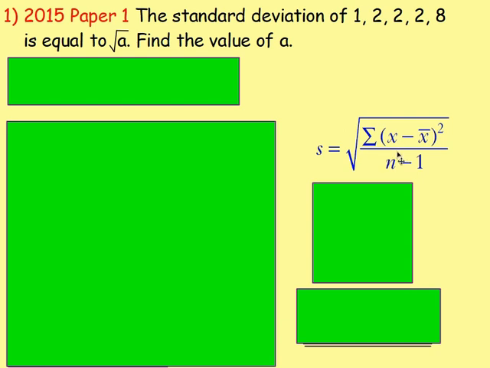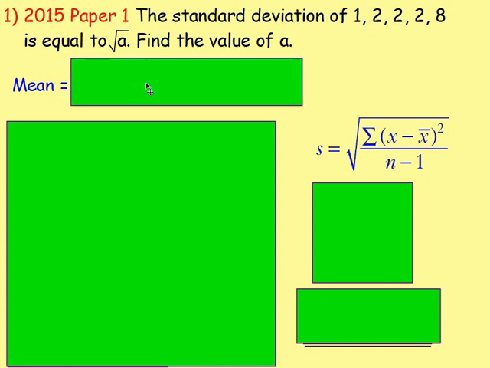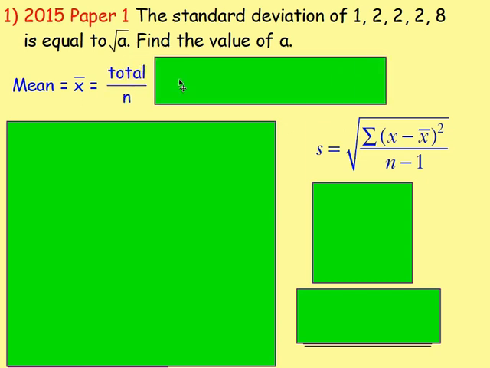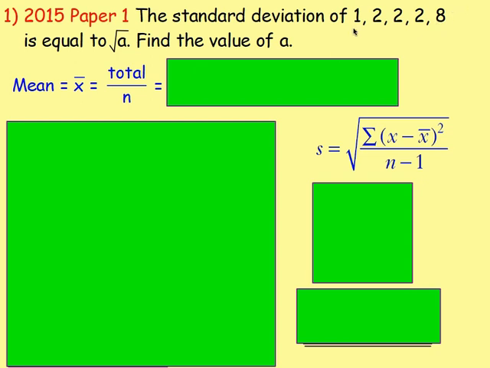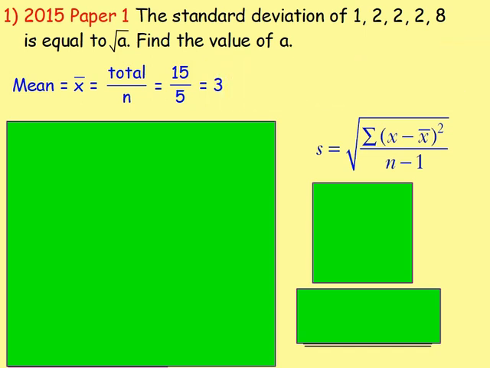To find the standard deviation, Grace, how do you do it? Work out the mean first of all. You are perfectly right. Remember, when it comes to standard deviation, the mean is denoted by X bar, X with a little line on the top. The way you work out the mean is you get the total of all the numbers and then divide by how many numbers you have. If you add 1, 2, 2, 2 and 8, you end up with 15. You divide that by 5 because there are 5 numbers, and 15 divided by 5 is 3. Well done, Grace.